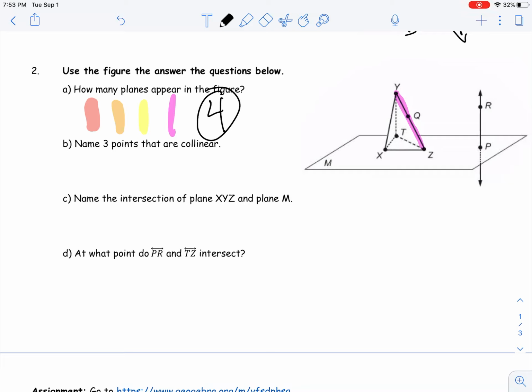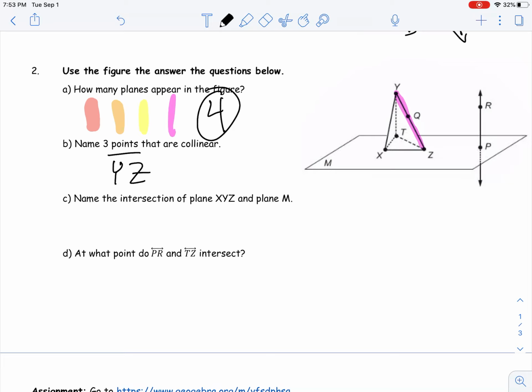And I'm going to call that a line segment because it doesn't go on forever. But I see that they're on that same line segment, so I would call that line YZ. Line segment YZ. I didn't put arrows at the top either.